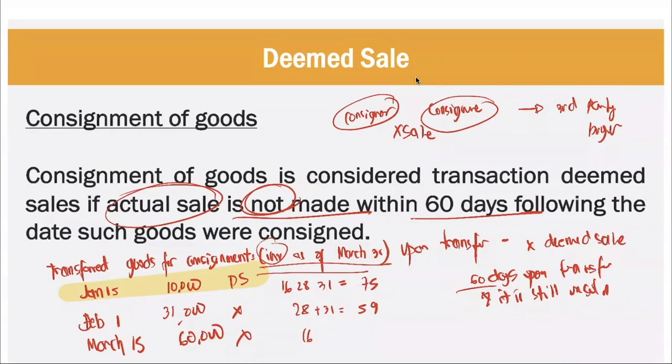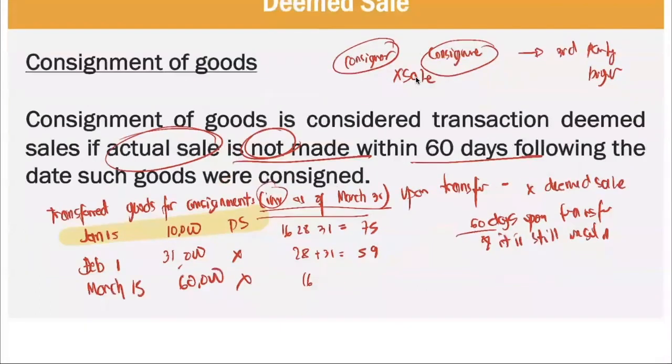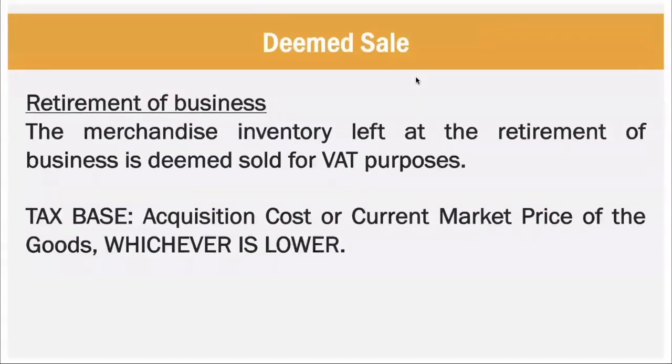So let's say January, February, March. January, that is already considered 60 days. Okay? Deemed sale. So we have already discussed four deemed sales. First, on your owner. Next is stockholder. Next, creditor. Next, consignment. Okay.